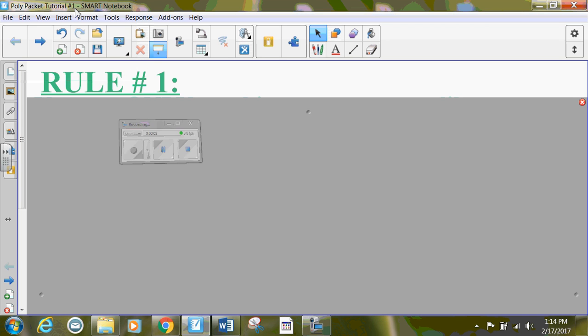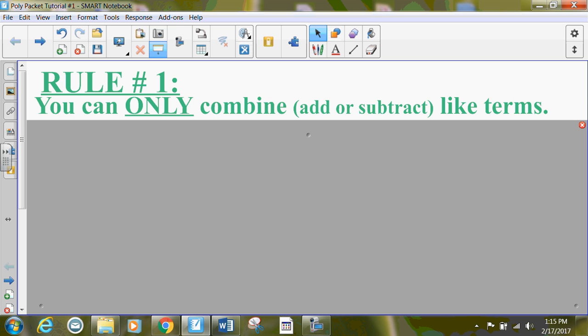Welcome to the first tutorial for our Poly packet. So there are going to be some rules about polys, or polynomials, as they're really known. And the first rule is this: you can only combine, and combine means add or subtract, like terms.